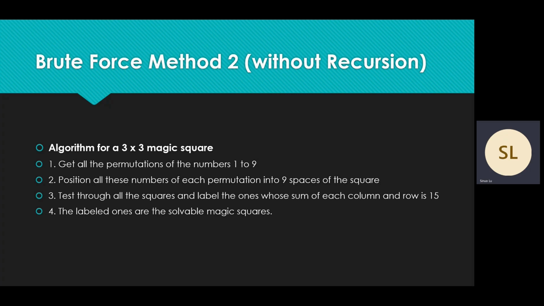First, we want to get all the permutations of numbers from 1 to 9, then position all these numbers of each permutation into 9 spaces of the square, and test through all the squares and label the ones whose sum of each column and row is 15. All these labeled squares are solvable magic squares, and this is an exhaustive search for generating all magic squares of order 3.